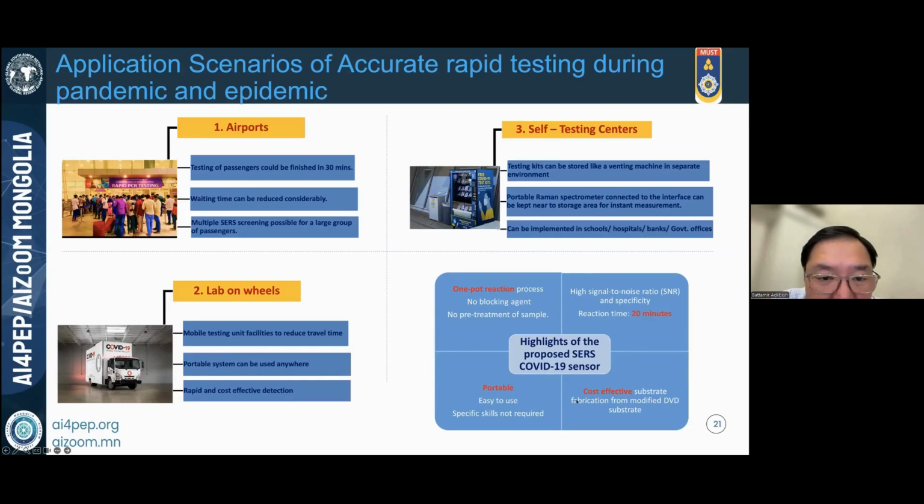The highlights of the proposed SARS-CoV-2 sensor are the one-pot reaction process, no blocking agents, and no pre-treatment of the sample. It also has a high signal-to-noise ratio and specificity, and the reaction time is only 20 to 30 minutes. Also, it's portable, very easy to use, and specific skills, devices, or laboratories are not required. It is also very cost effective, with substrate fabrication from a modified DVD substrate. So it will be a very good step for the healthcare sector all around the world.